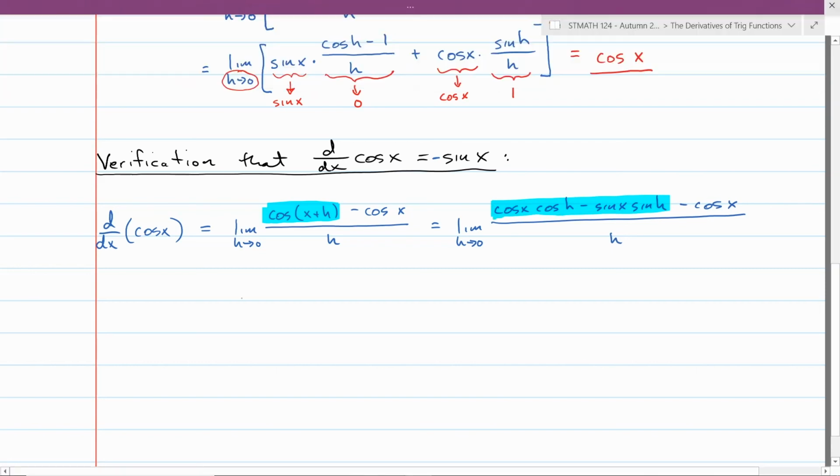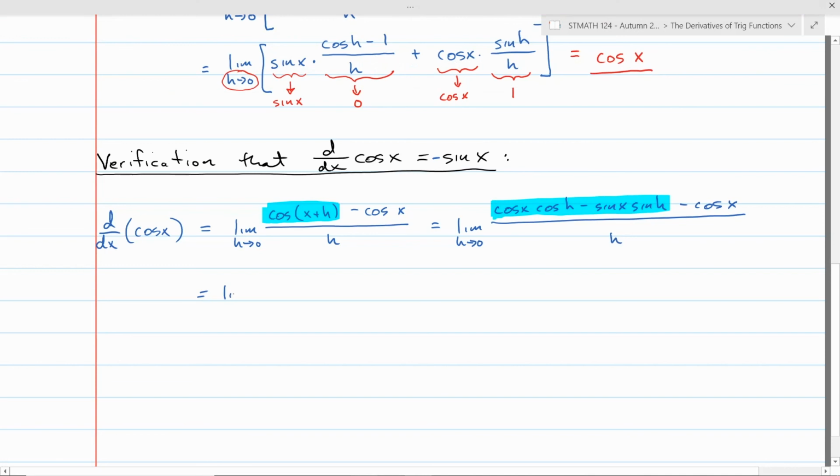And that's what I applied for that step. And then, just like before, I'm going to group the first term and the third term in the numerator together, the terms that have the cosine of x on them. And I can pull that cosine of x off of them, and I'll end up with cosine h minus 1 over h. And then I'll have a minus, because of the minus in the middle term in the numerator. And I'm going to pull the sine of x off to the front, and then it's going to be multiplied times sine of h over h.